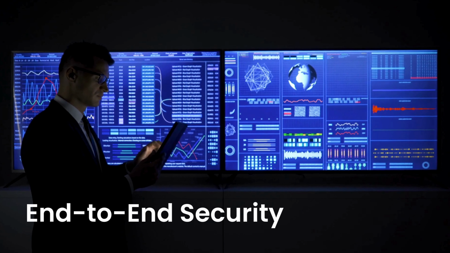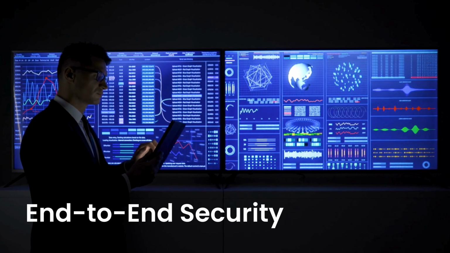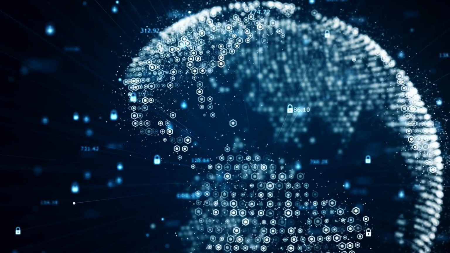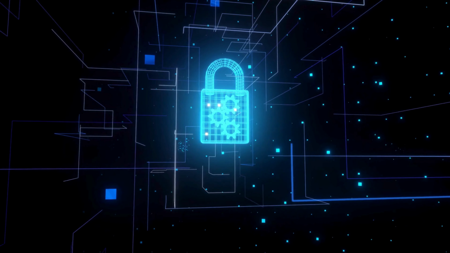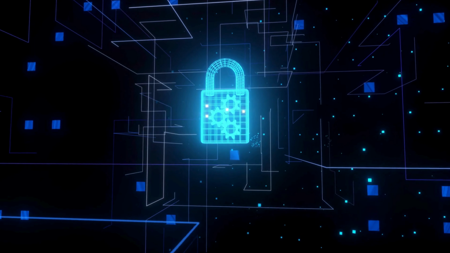The fifth principle is end-to-end security, full life cycle protection. Security practices should persist throughout the entire information life cycle. Information should be securely collected, retained, and disposed of to preserve individual privacy.